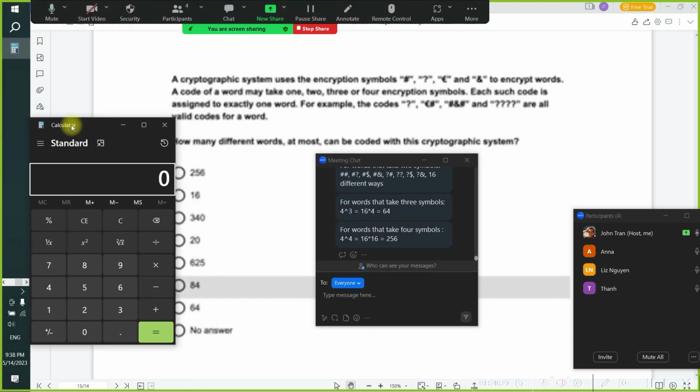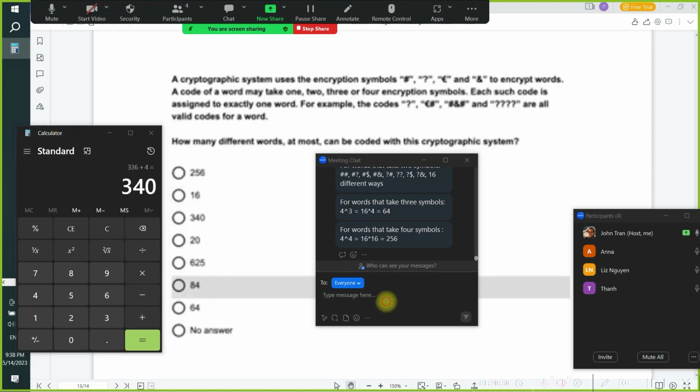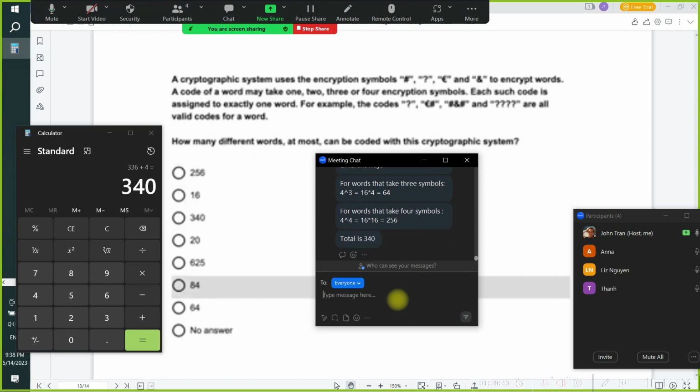How many different words? You have to combine them all together. So 256, 64, 16, and then plus 4. 340, right? Have you arrived at the answer?